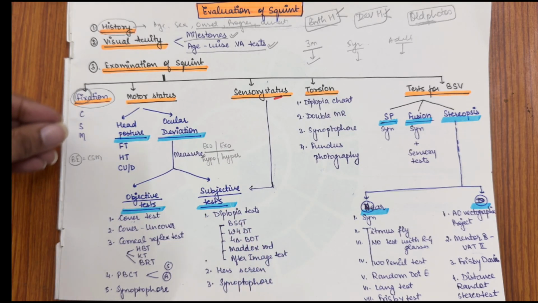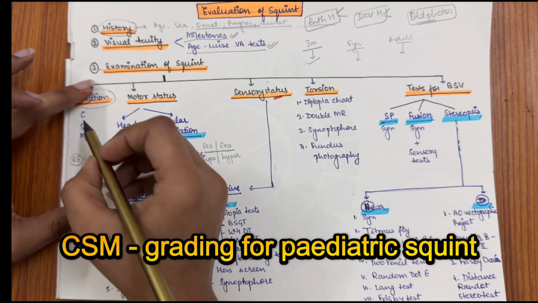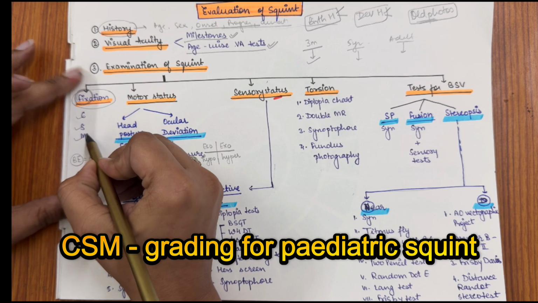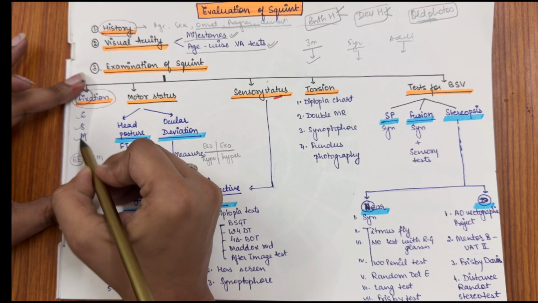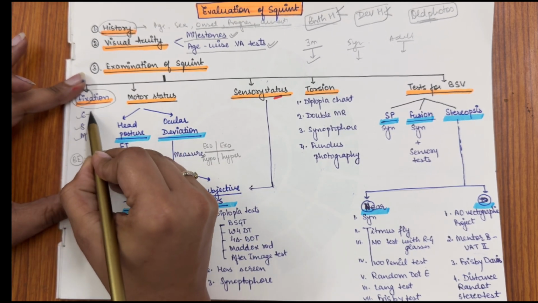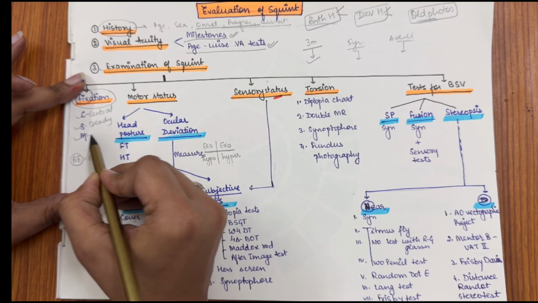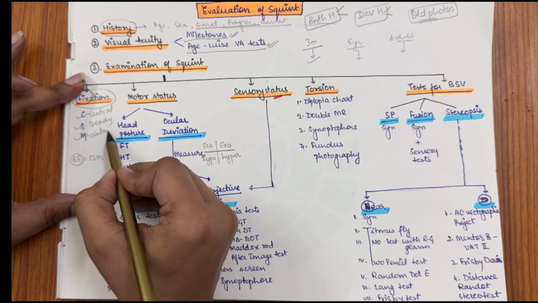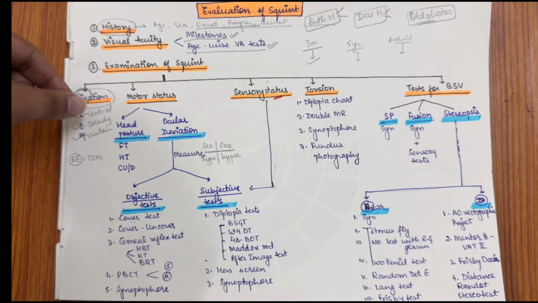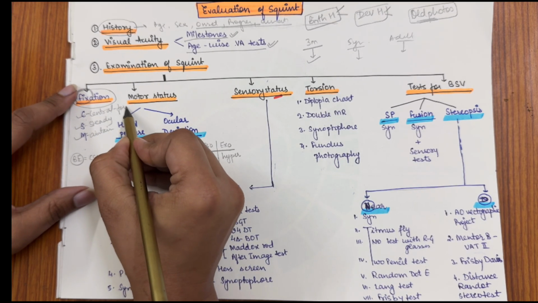This CSM is a grading system which is used in pediatric squint cases. So you remember it as CSM. C stands for central, S is steady and M is maintained. What does C mean? Central means the image is falling on the fovea.